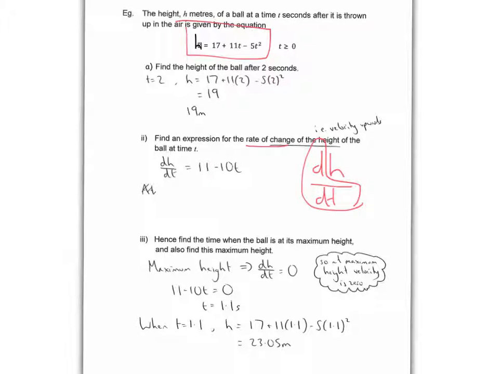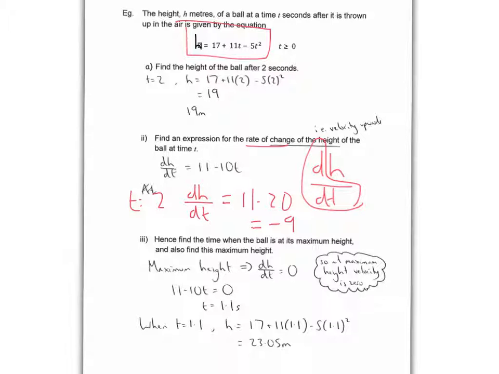11 minus 10t. Just out of curiosity, we can maybe answer our question from earlier on. I didn't know at 2 seconds, when it was at a height of 19 meters, whether it was on the way up or on the way down. Well, let's briefly find out. The question didn't ask for this, but it's still quite interesting. At t equals 2, I know that dh/dt, which is its speed, is 11 take away 20, which is equal to minus 9. That means its velocity is in the downwards direction, so it's going downwards. It's already reached its maximum height and it's on the way back down.